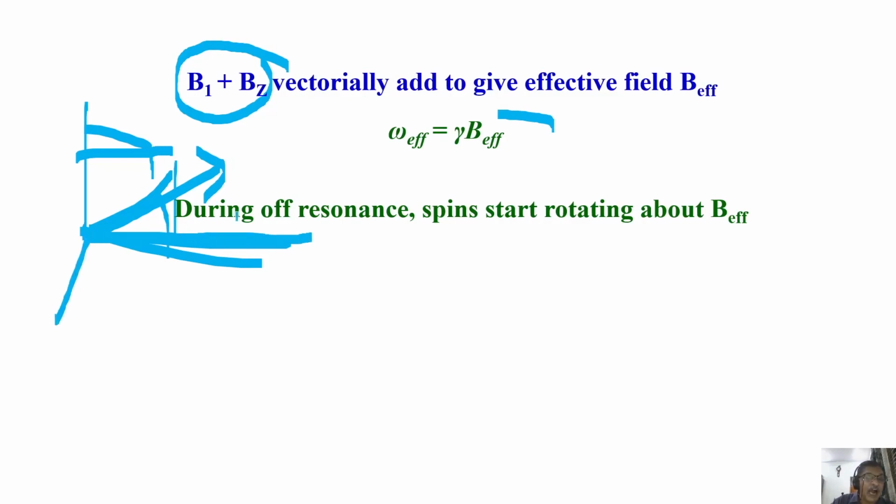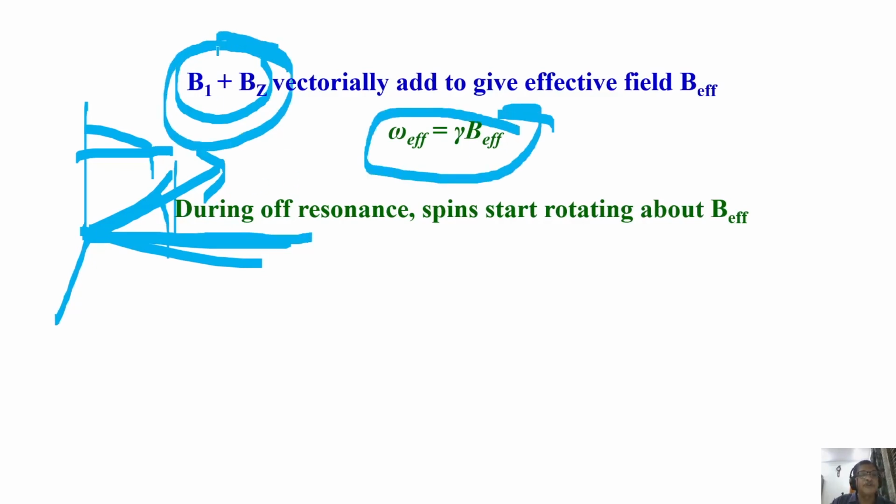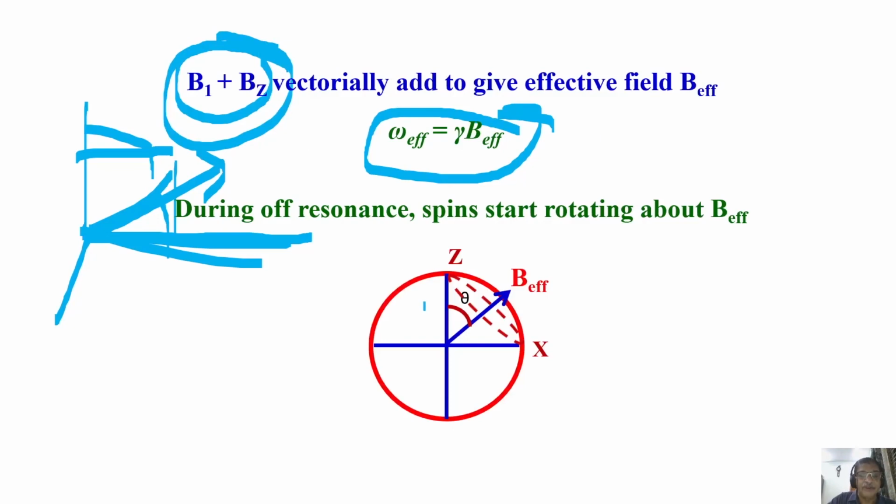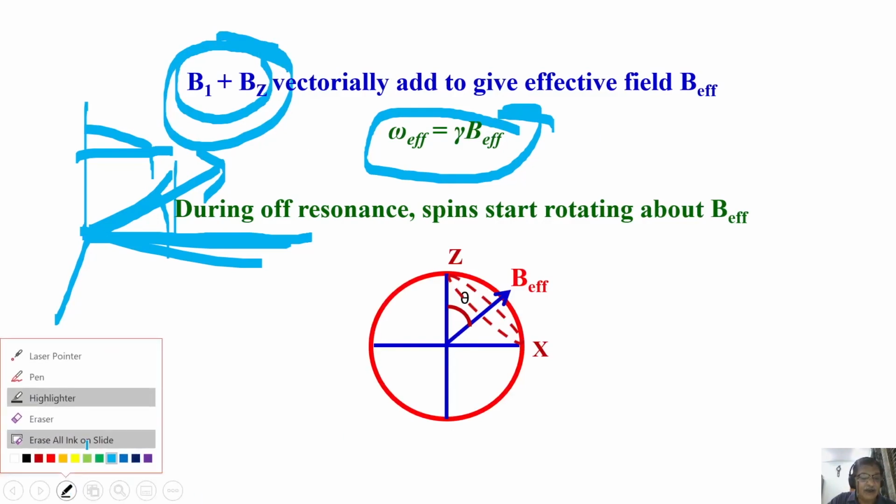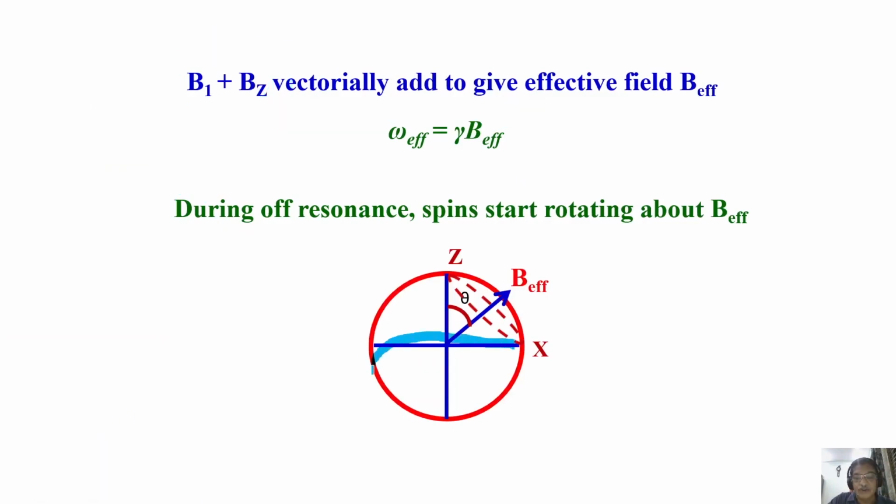Off resonance is away from this axis, and the effective field is a combination of both the main magnetic field and the RF field which you apply. So this is what happens in the case of the off resonance condition. Instead of rotating in the XY plane, they rotate about a different axis, making a certain angle with respect to this. This is called B effective.